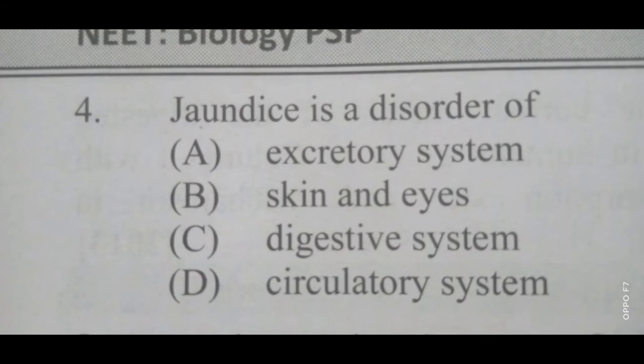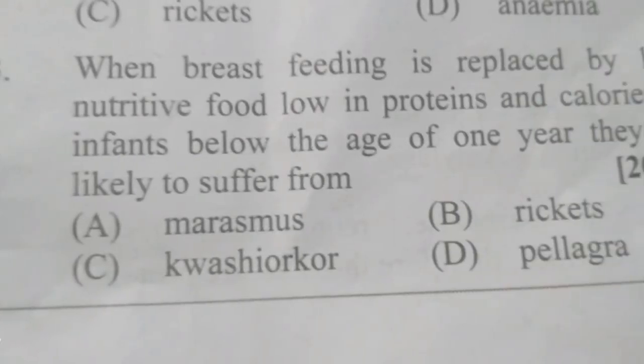Okay, our next question is, jaundice is a disorder of, this I think you know the answer and have already solved it. Our correct answer is C, digestive system. Jaundice is a disorder of the digestive system. As we know, jaundice affects the liver, and the liver in turn produces bile pigments for emulsification of fats, which is a process of digestion.